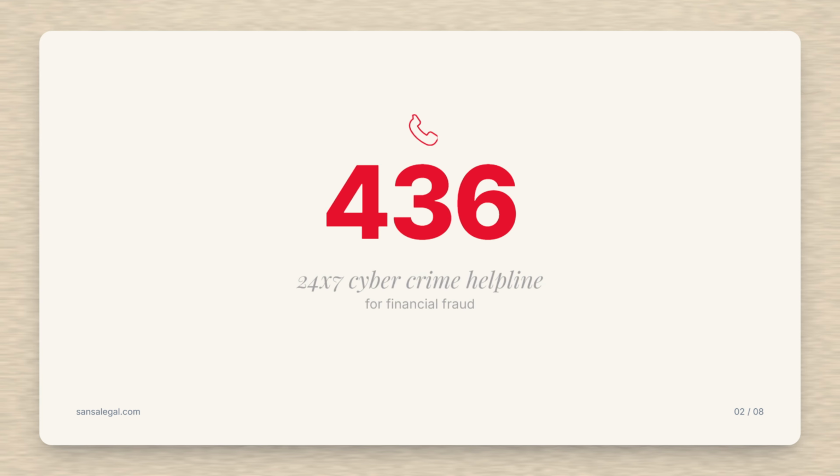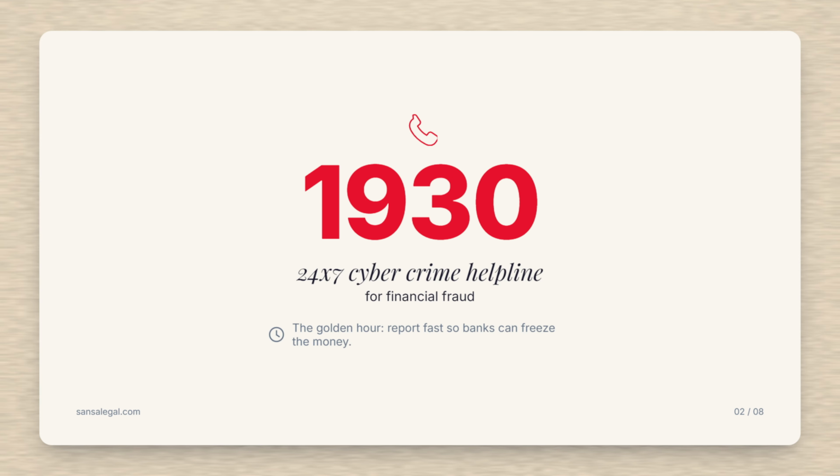If you have lost money to an online scam, speed is everything. Call the Cybercrime Helpline 1930 the moment you notice the fraud. It works around the clock, and it feeds into a system that alerts banks and payment intermediaries so the defrauded amount can be frozen before the fraudster withdraws it. The first hours after a fraud are often called the golden hour. Keep your bank account details, transaction reference numbers, and the time of the transaction ready when you call.